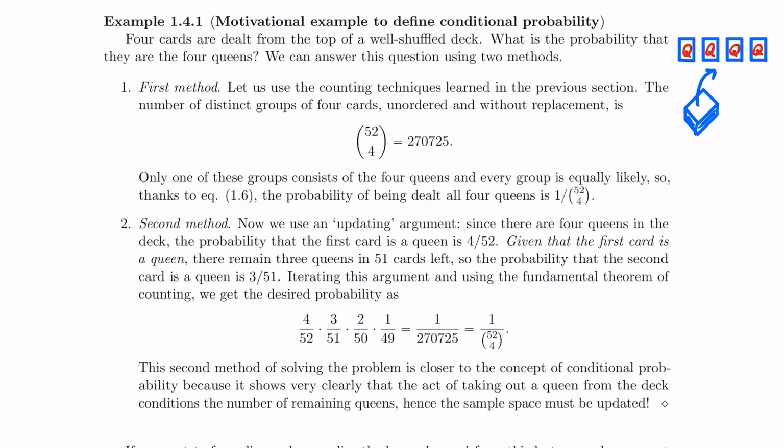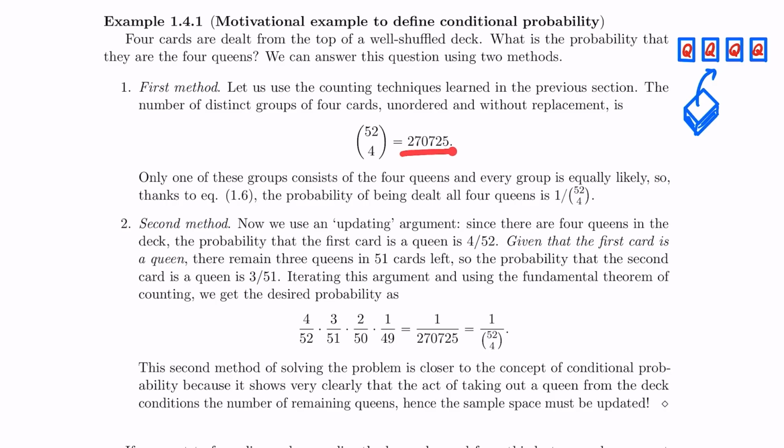We're going to answer this question using 2 methods. In the first method, we use the counting techniques that we have learned in the previous section. We ask ourselves, what's the number of distinct groups of 4 cards, unordered and without replacement, that we can gather from the deck? Using the counting techniques, we know that we have to use a binomial coefficient, where here we have to insert the number of cards, that is 52, and here we have to introduce the number of cards belonging to our group, that is 4.